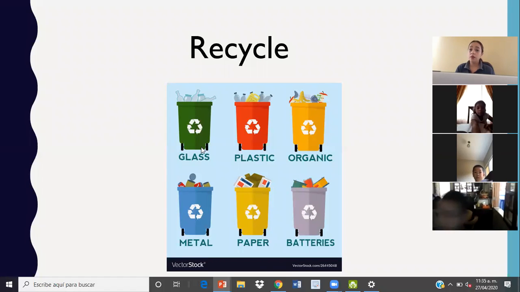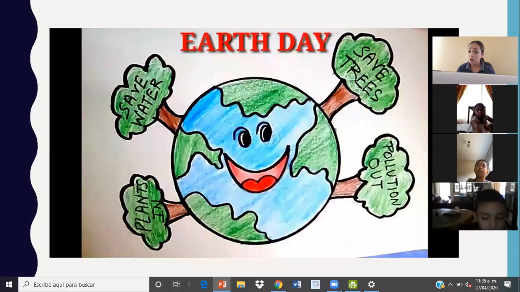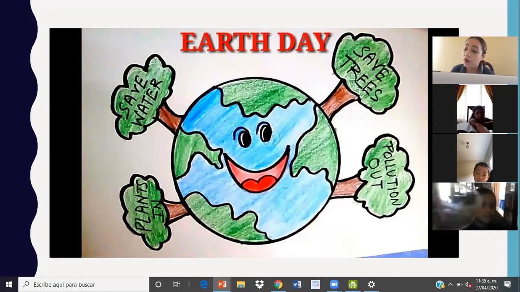Now, what are we going to do? On your notebook, we are going to draw what we have there, okay? We are going to make an effort and draw. We're going to draw the planet and we are going to draw 4 ways that we can save the planet. Look, save the trees, pollution, no trash on the floor, plants in, we need to plant more to take care of the earth, and we also save water. Okay. You are going to make an attempt, the best you can, to draw this in your notebook to celebrate Earth Day.